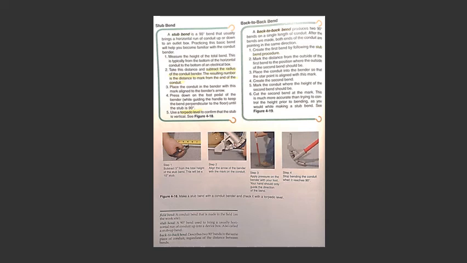A back-to-back bend. A back-to-back bend produces two 90-degree bends on a single length of conduit. After the bends are made, both ends of the conduit are pointing in the same direction.